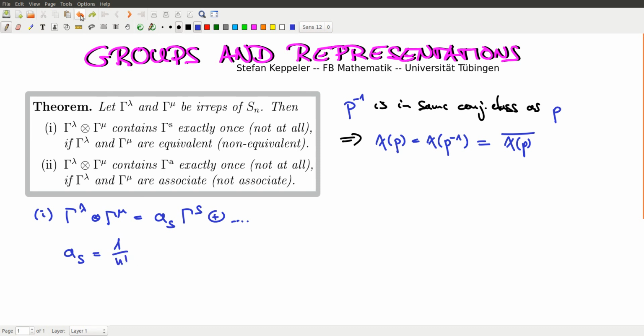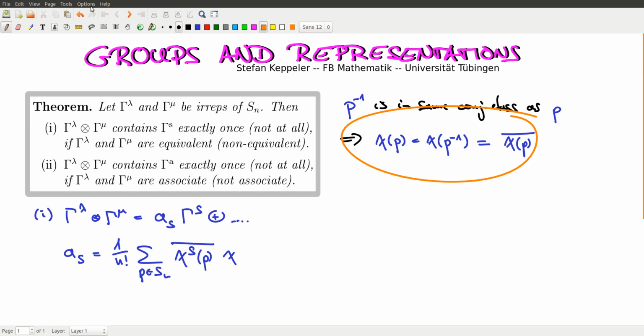1 over n factorial, order of the group, sum over all group elements. And now we need the character of the representation for the multiplicity we are looking after. So chi s of P complex conjugate. Complex conjugation doesn't matter, as we know. And then we have here the character for this product representation, lambda tensor mu. This one here is 1. It's the trivial representation. So we're left with just 2 characters in the sum, and then we can use character orthogonality.